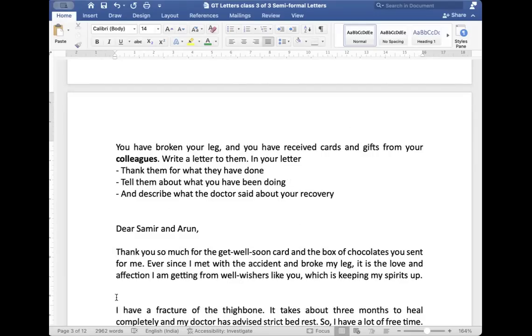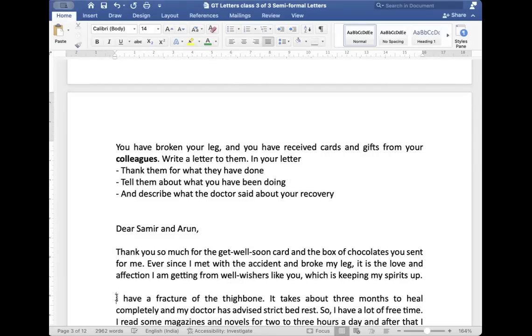Dear Sameer and Arun, thank you so much for the get well soon card and the box of chocolates you sent for me. Ever since I met with the accident and broke my leg, it is the love and affection I'm getting from well-wishers like you, which is keeping my spirits up. I have a fracture in the thigh bone. Tell them what they have done, thank them, then tell them what you have been doing, describe what the doctor said about your recovery. All these things should be covered.